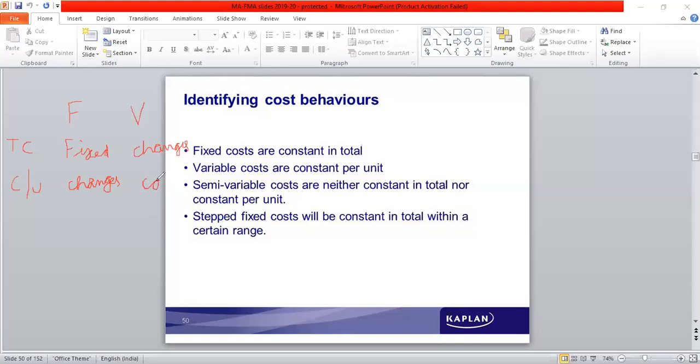This part of it you have to have clarity. Very clearly it has to be registered in your mind. So variable costs are constant per unit. Semi-variable costs are neither constant in total nor constant per unit. Stepped fixed cost will be constant in total within a certain range.